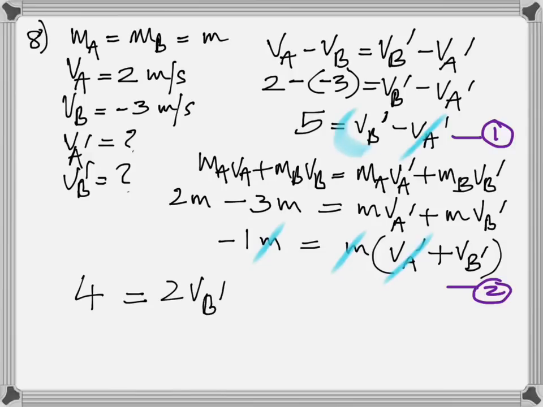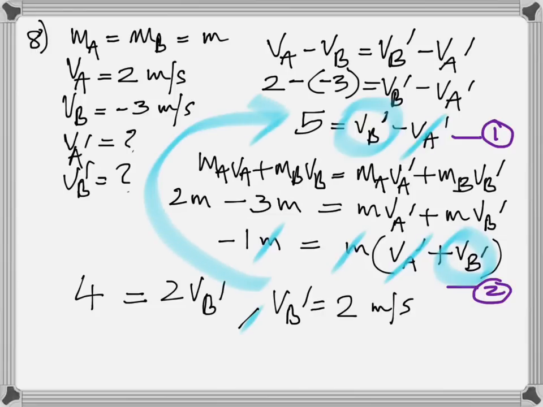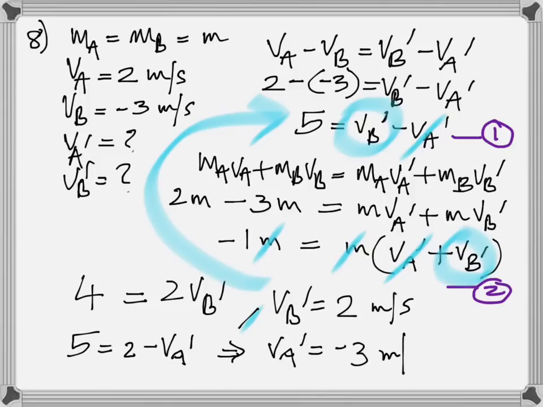Adding equation 1 with equation 2, we'll get rid of VA prime, and that will give you the value of VB prime. Substitute this back into equation 1 to get VA prime is equal to minus 3 meters per second. So you see that the velocities have switched because they have equal masses, and it's perfectly elastic.